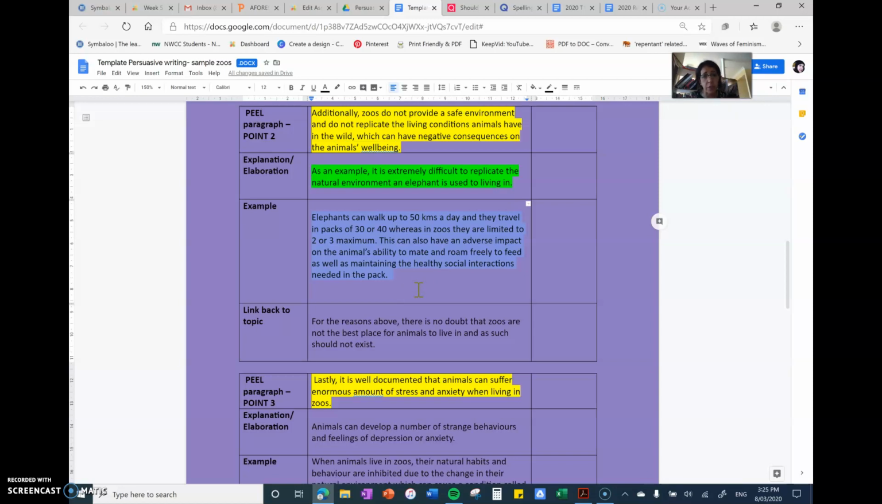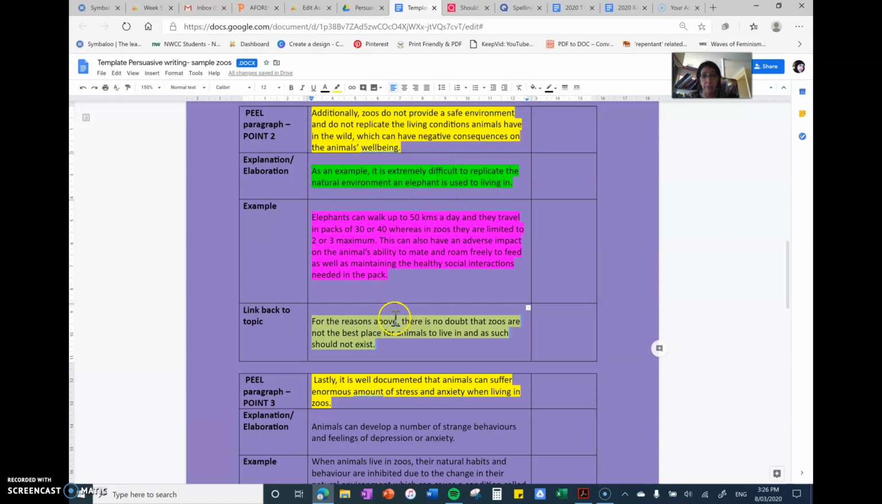This can also have an adverse impact on the animal's ability to mate and roam freely to feed, as well as maintaining the healthy social interactions needed in a pack. So I'm providing a specific example here of how bad animals feel being on their own or being with just 2 or 3 elephants around. It's not enough. Okay, I'm now linking back to my key point, which is that the zoos do not provide a safe environment for animals.